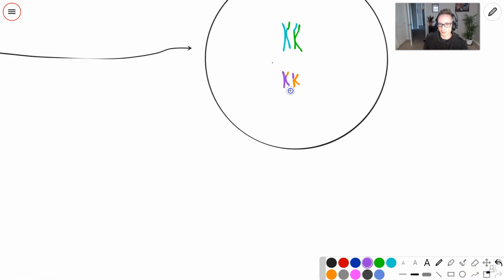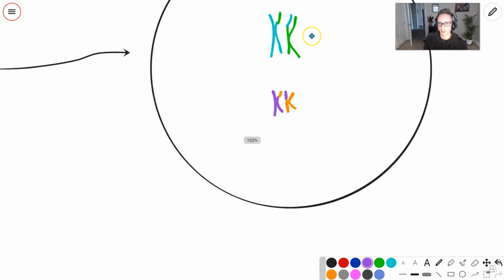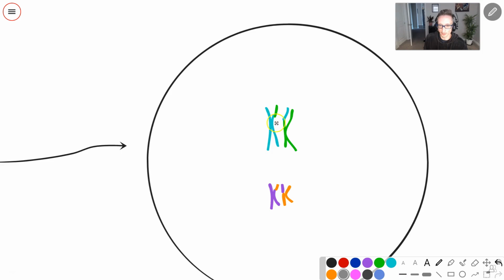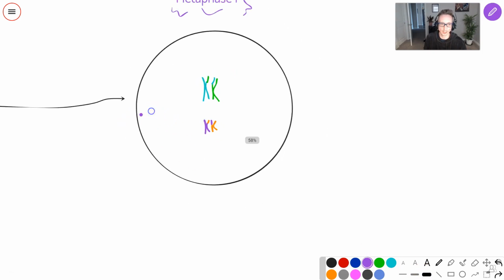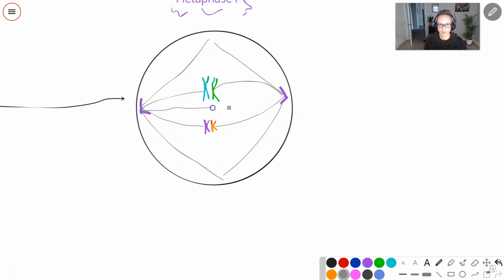And these are actually attached to each other. They're really closely linked, and there's a bunch of proteins that are holding these together. We don't need to draw those all in, but just know that they are. Okay, then we still have our centrosomes, and we have our microtubules. This is also really different than before. We're still going to have our microtubules at the equator and our microtubules kind of overlapping in the center.